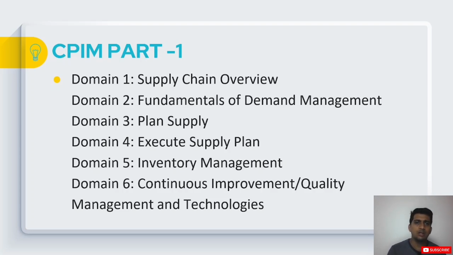It covers supply chain overview, fundamentals of demand management, supply planning, execution of supply planning, inventory management, and continuous improvement and quality. This is also an additional feature you'll find. Since CPM is more into manufacturing, it will talk a lot about lean methodologies, continuous improvement in terms of supply chain and also in terms of quality.